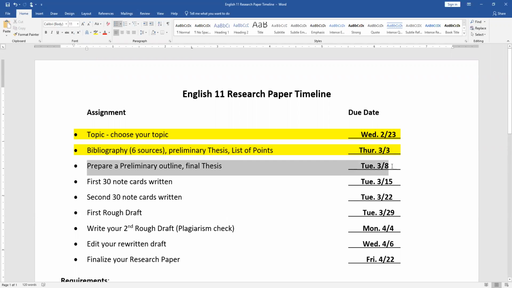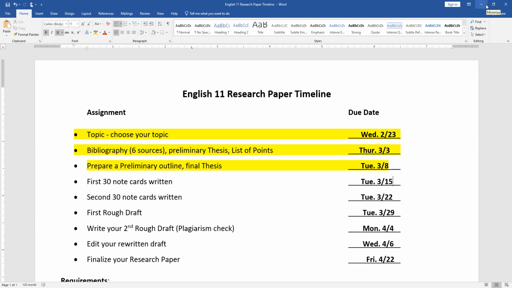Preliminary outline that was due, and the final thesis that was due yesterday, but I gave you guys till today. And then first 30 note cards. Oh yeah, next Tuesday. Sorry, not next Thursday. But again, 30 note cards, not horrible. All right. Ms. Spencer's making me do like 75 note cards. I know. And y'all very well may end up with that many.